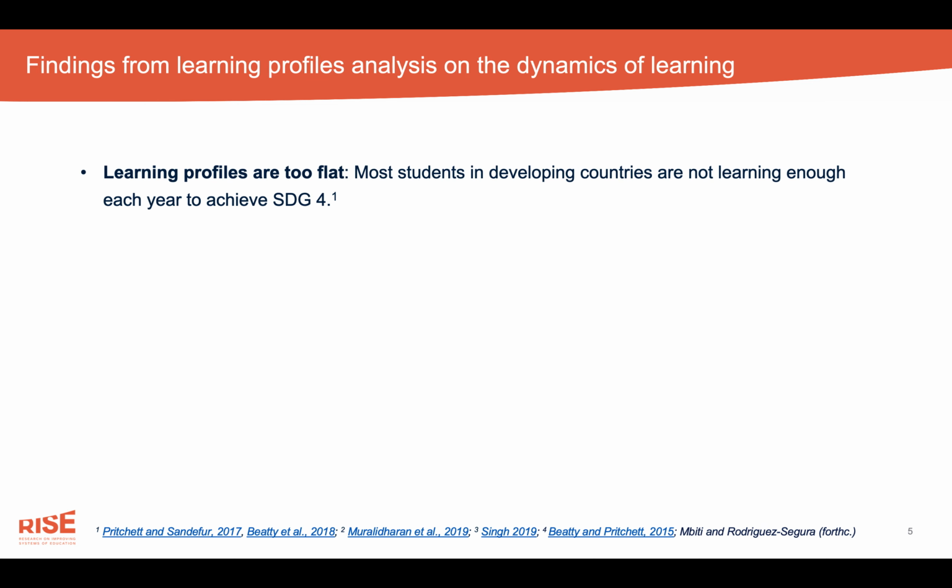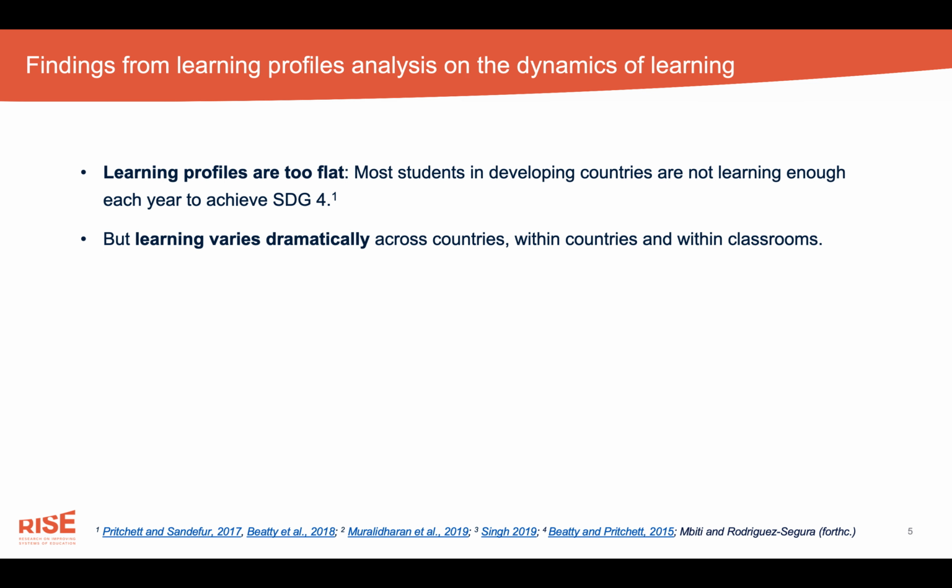First, learning profiles simply are too flat. So learning is too low in most developing countries. For children to actually achieve the SDG 4 goals of learning for all, they're simply not learning enough each year they are in school.